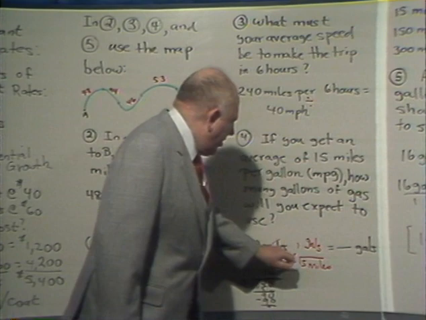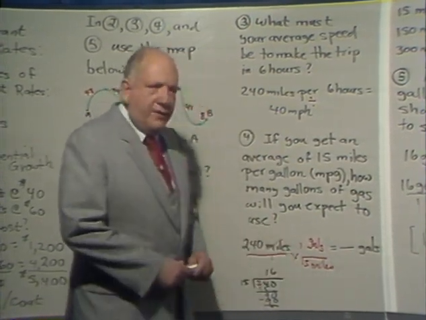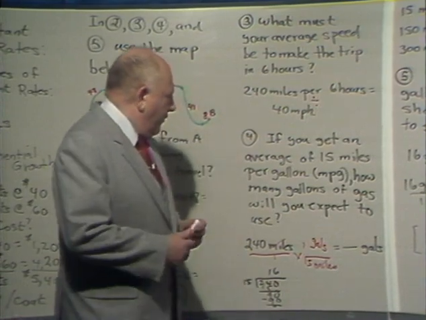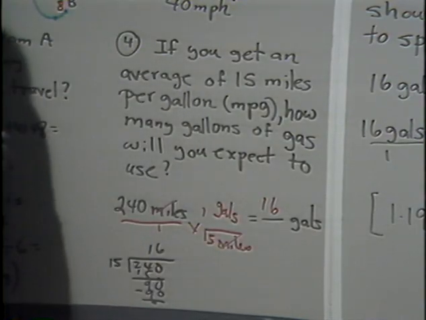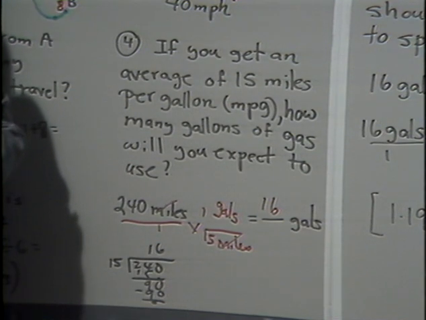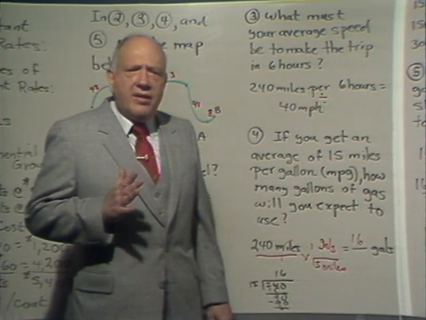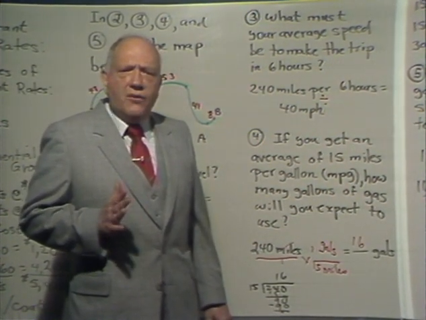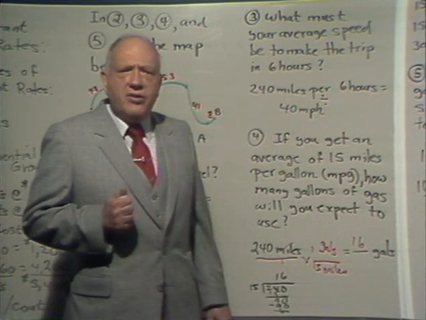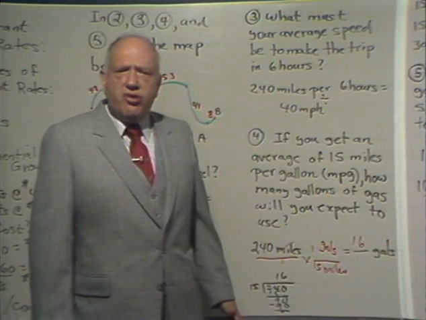So now you see the miles cancel. The label is gallons. And 240 over 15 means 15 goes into 240, and you find out that it's going to take 16 gallons. And by the way, again in the real world, you don't rely on 16 gallons. You say, I'm expecting 16 gallons, but you make sure, if possible, that you account for more than that, because average is a very dangerous thing. You can run into problems, and maybe you won't meet your average.